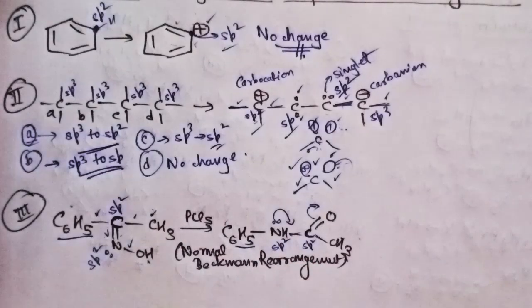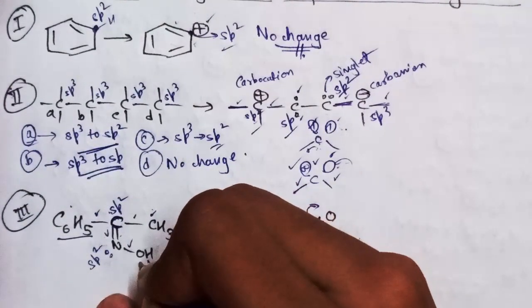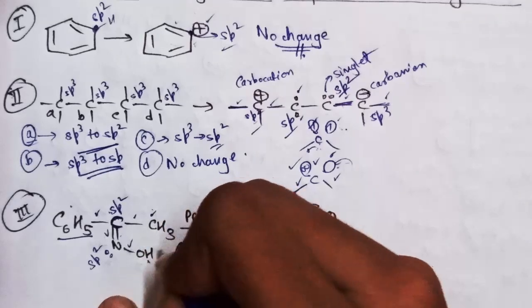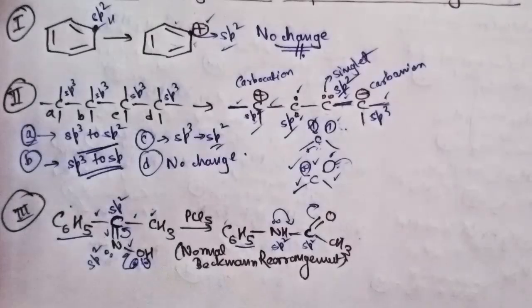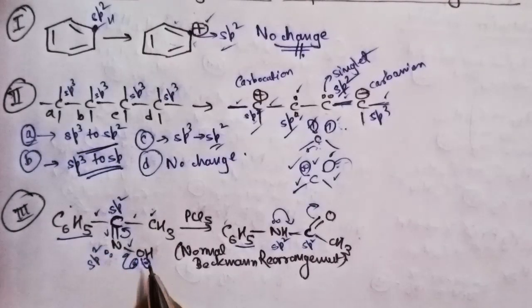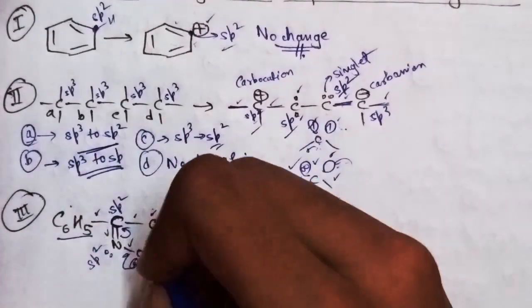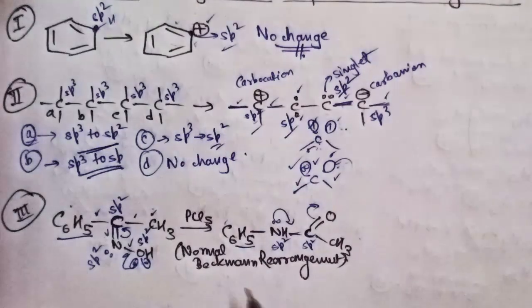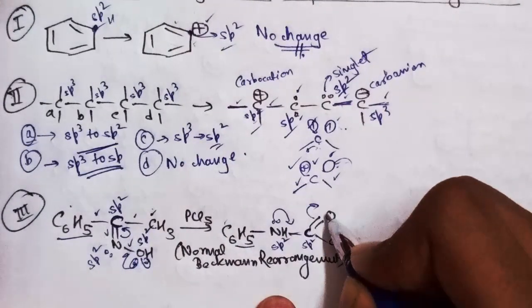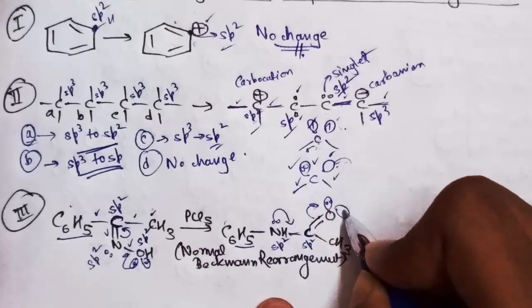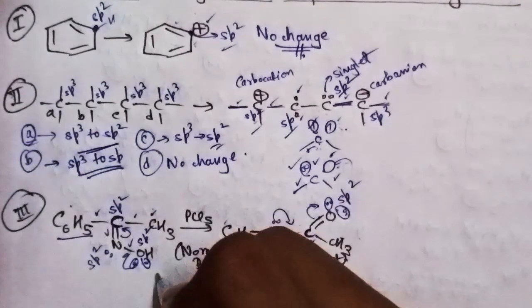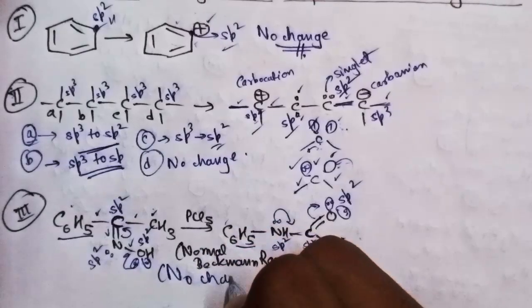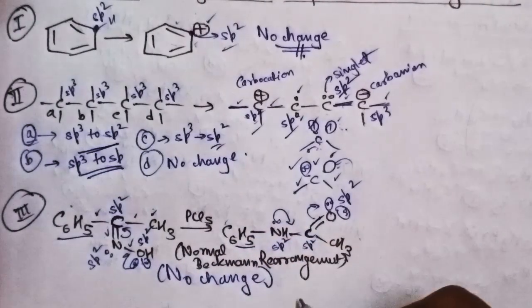Also talking about oxygen's hybridization, this oxygen contains 2 sigma bonds and 2 lone pairs, but one of the lone pairs is participating in resonance, therefore this will not be considered in hybridization, therefore this oxygen is also sp2 hybridized. Similarly, this oxygen has 1 sigma bond and 2 lone pairs, none of them participating in resonance, therefore this is also sp2 hybridization. Therefore, there is no change in hybridization of any atom. That is the result of this problem.